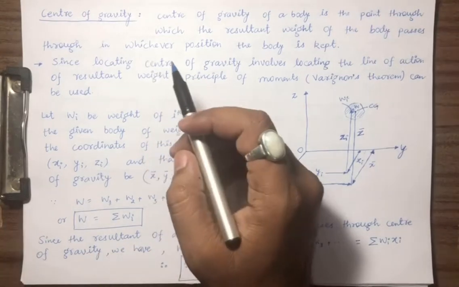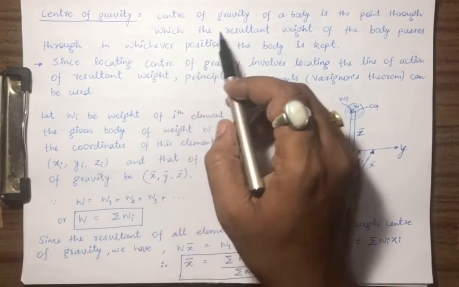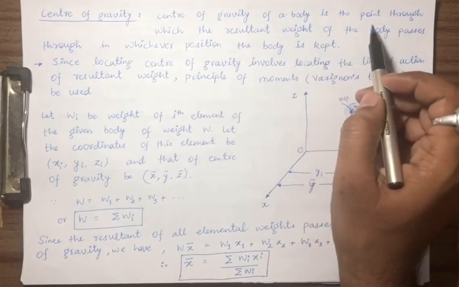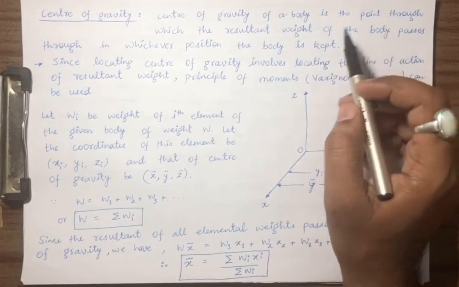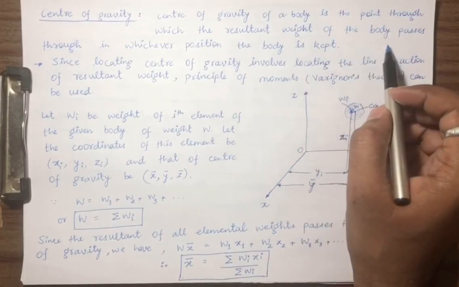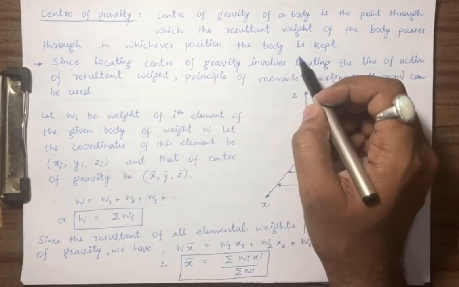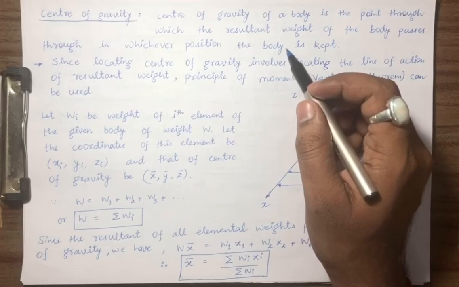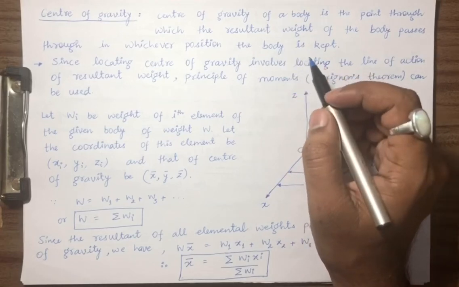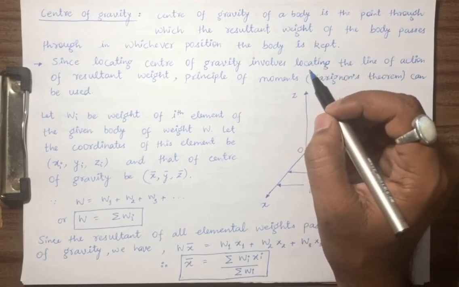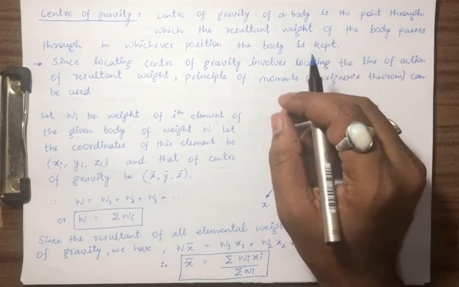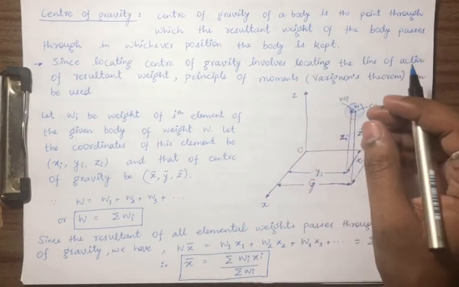So what is center of gravity? Center of gravity of a body is the point through which the resultant weight of the body passes through in whichever position the body is kept. So the orientation doesn't affect the center of gravity. Center of gravity of a body will be the same point. It doesn't depend upon the orientation of the body.